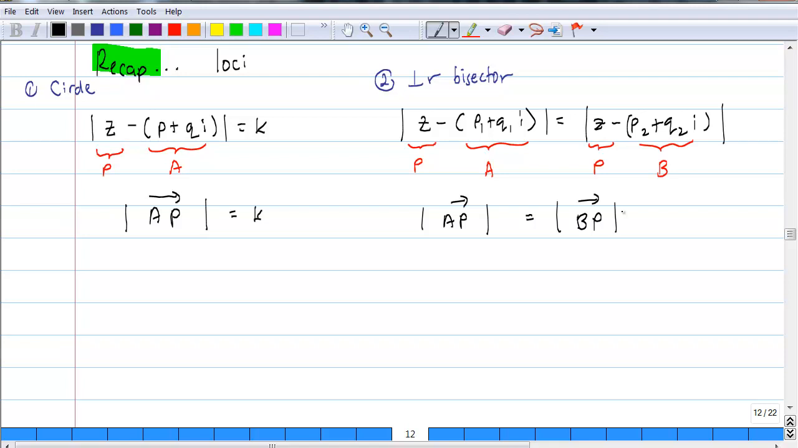Alright, now the third locus that we're looking at is actually called the half line, which I'm going to introduce to you in a short while. Alright, so it is important that we recap the circle and the perpendicular bisector as what we have seen in the original form, and also in the form that we will see now, the vector form.